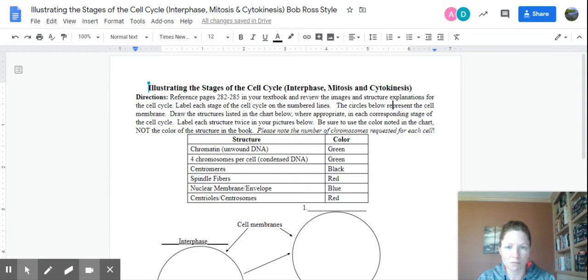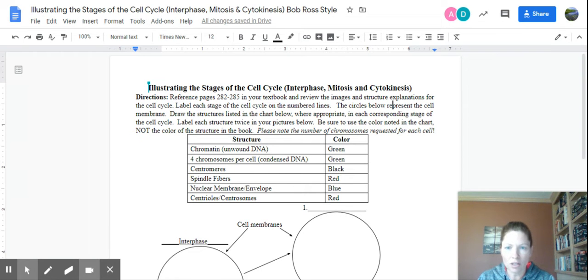That's very purposeful. When you understand what chromatin is and where that is in the cell, I want you to recognize that and think about, okay, I'm going to make that green instead of just simply copying down an image and not really knowing what those structures are and what those parts do. So please be sure to pay attention to that.